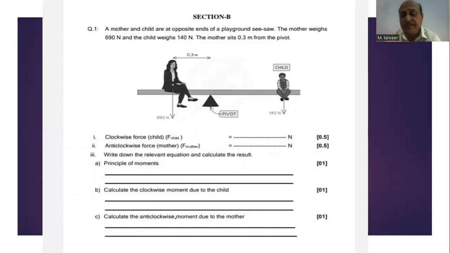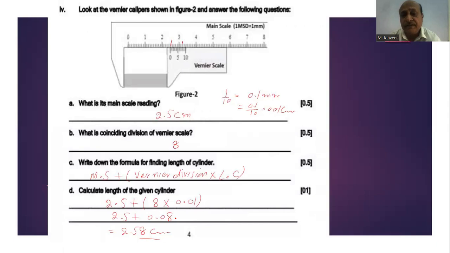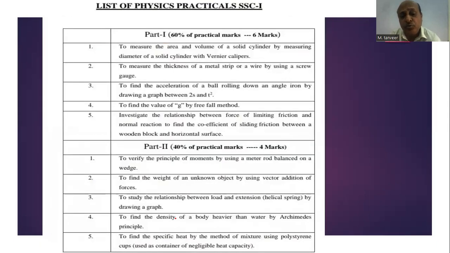Section B. Now section A is completed. It was of 6 marks. Section B practical is taken from the list which was part 2. This is part 2. It also has 5 experiments. These are the 5 experiments in part 2. The second practical will be chosen from this list, and in section A, 1 practical is chosen from part 1. The second practical will be taken from this list, and this practical is to verify the principle of moments.